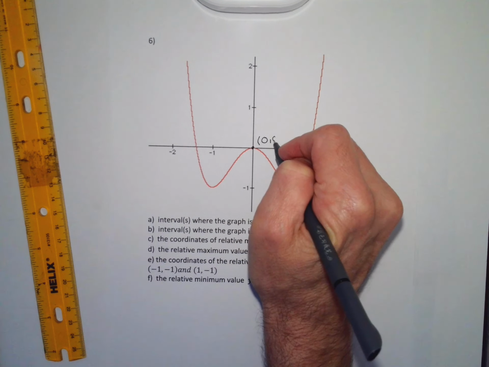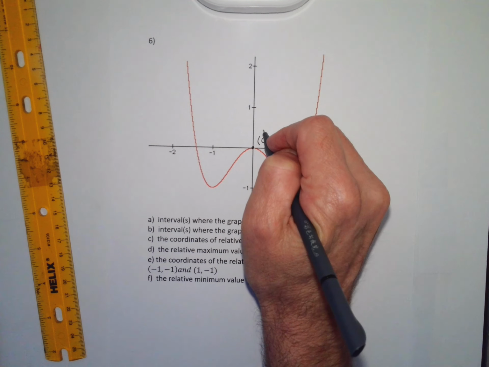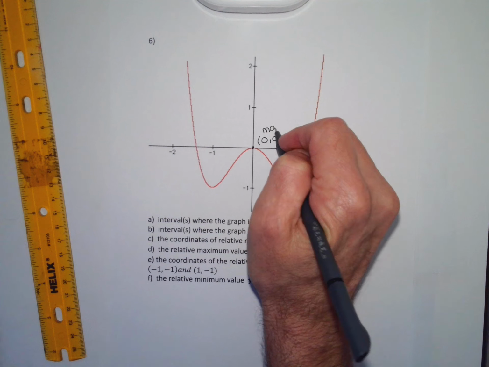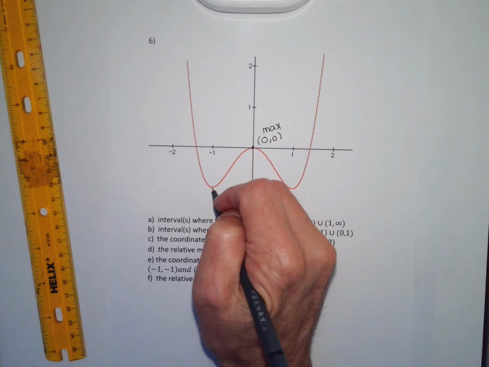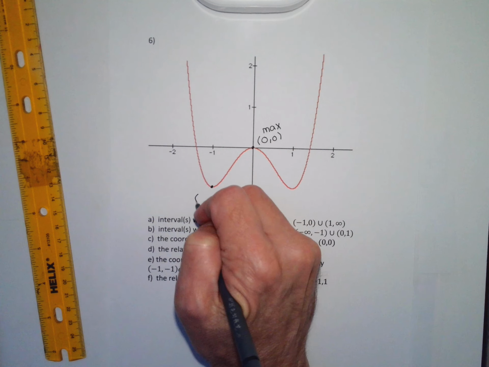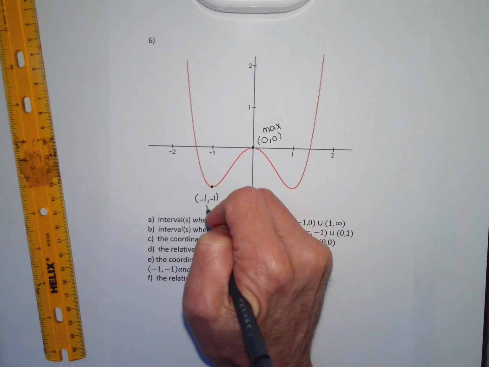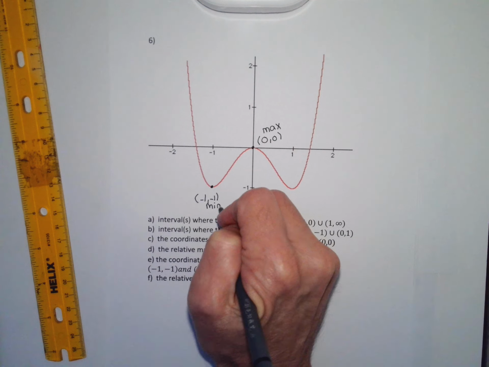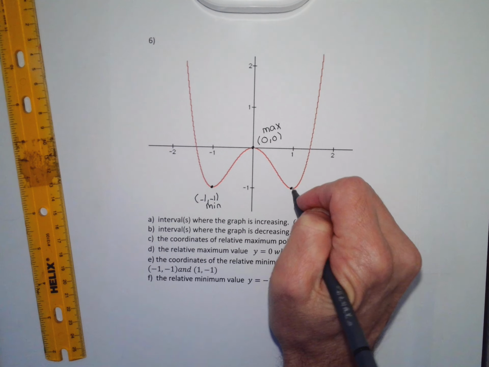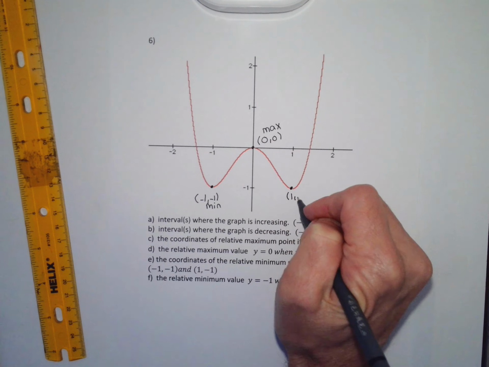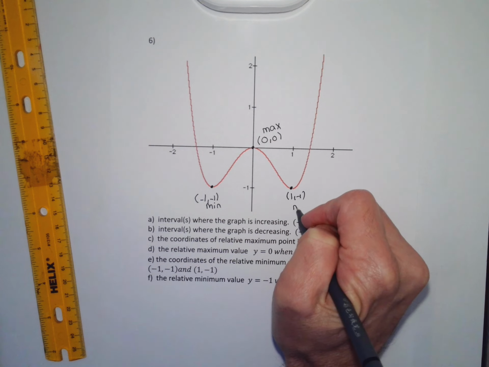It's the point 0, 0, and it's a relative maximum point. I'm just going to write max next to it. And this point down here is the point -1, -1, and it's lower than anything close to it, so it's a relative minimum point. And this point, +1, -1, is also a minimum point.